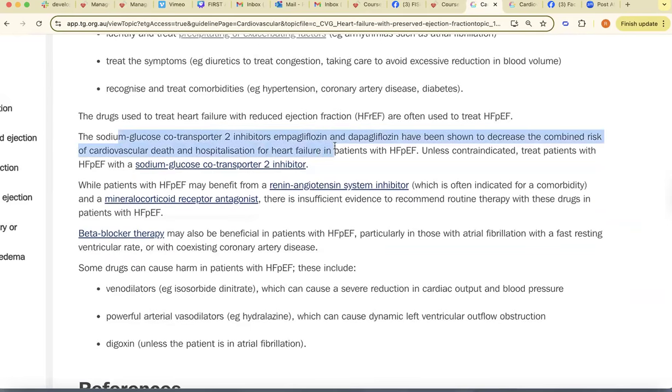SGLT2 inhibitors have shown that they can reduce the risk of cardiovascular death in a patient even with preserved ejection fraction. That means even in a diastolic failure patient, this medication can reduce the risk of cardiovascular death. So very important medication.